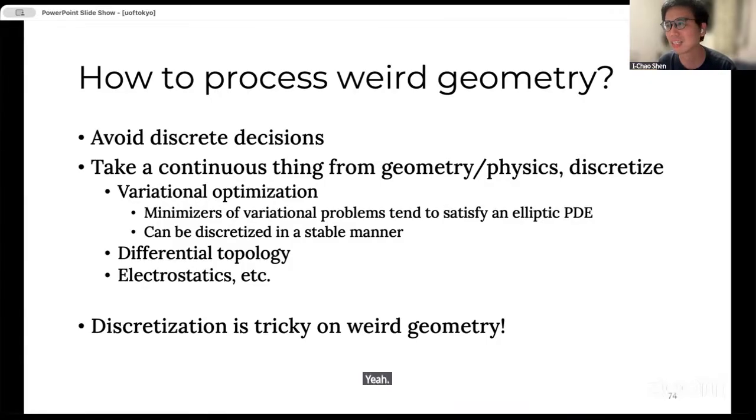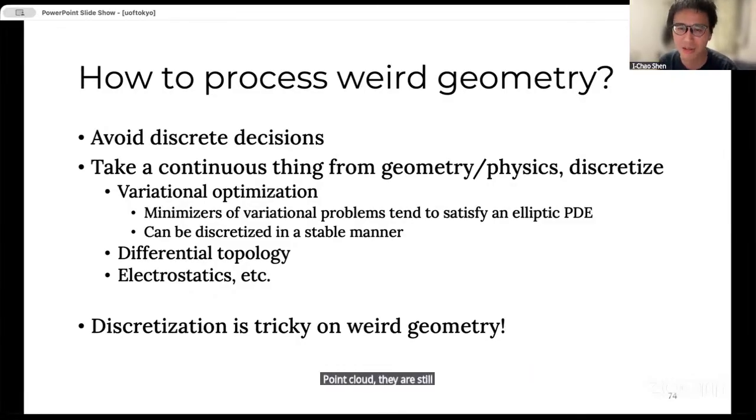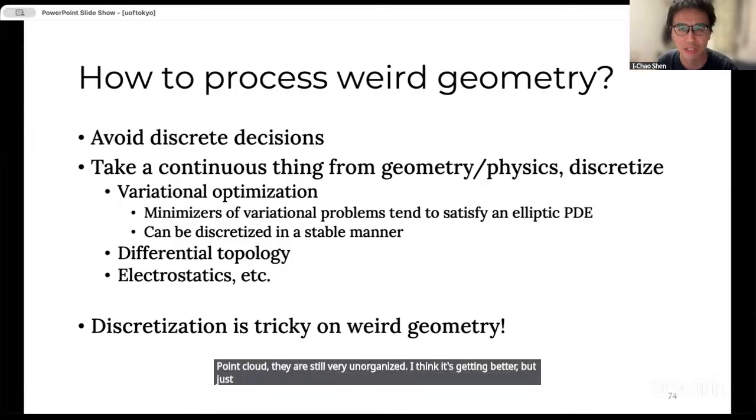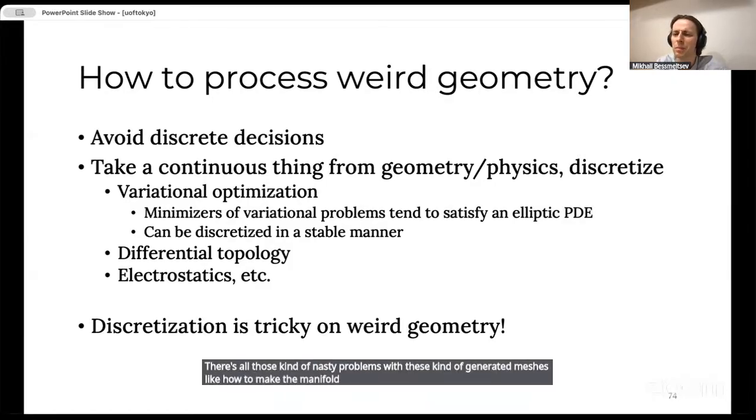Maybe it's getting better and better, but I still have the intuition that mesh or point cloud are still very unorganized. I think it's getting better, but there's still a lot of unorganized or weird geometry. Definitely. And there are all those nasty problems with these generated meshes, like how to make them manifold if you want them manifold, how to repair them, and so forth, because most of the time the topology is just broken.